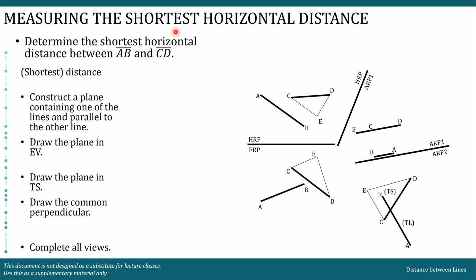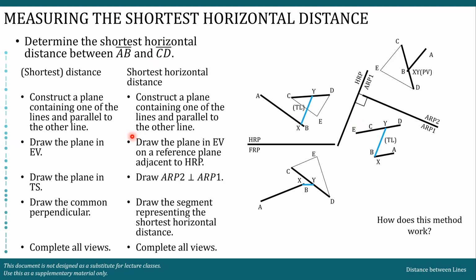However, if we are going to find the shortest horizontal distance, instead na i-drawing natin yung ARP2 na parallel dun sa edge view, we will draw ARP2 such that it is perpendicular to ARP1. So this is your ARP1. We will draw ARP2 perpendicular dito sa ARP1. Ito yung difference nila. Draw ARP2 perpendicular to ARP1.